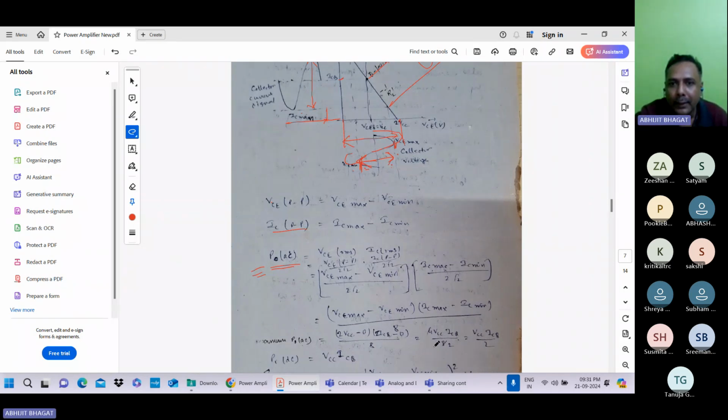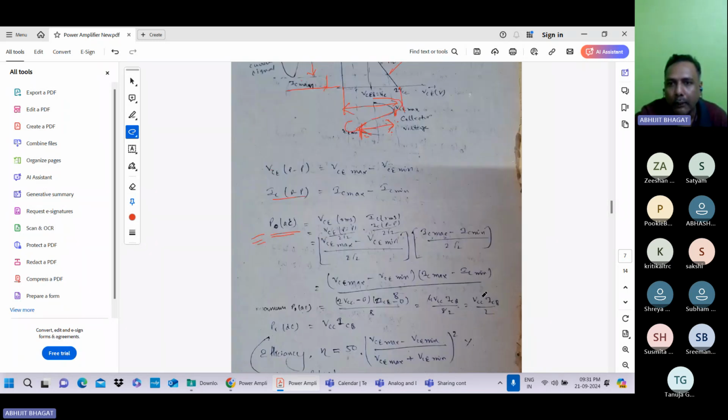So you are putting this, you are getting 4 VCC ICQ divided by 8 and this is equal to VCC ICQ by 2. So you are getting output AC power VCC ICQ by 2. You are getting this value. Clear? Yes, sir. Clear. Achha.